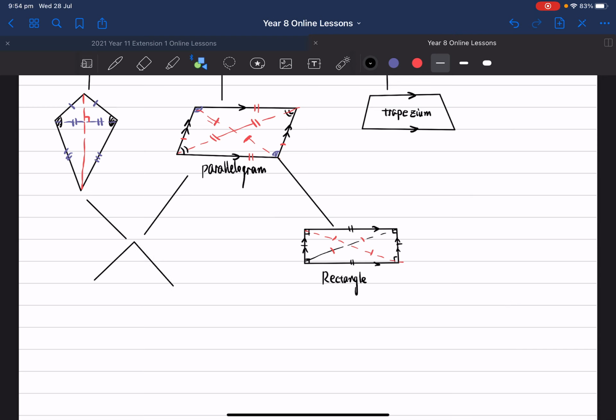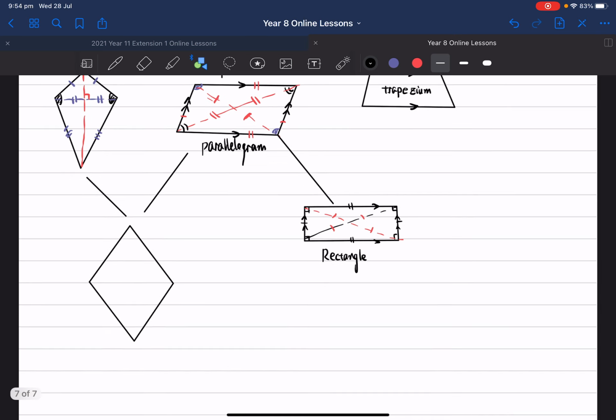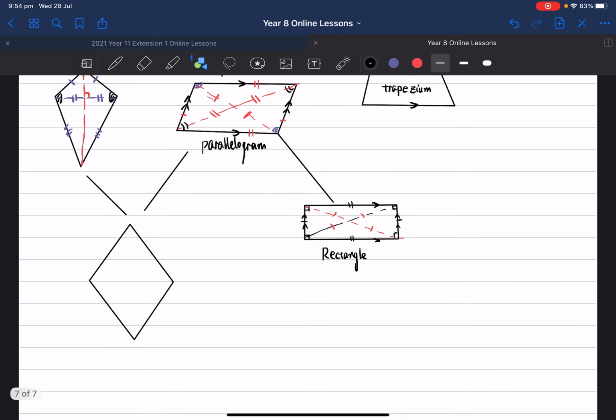Sometimes people just call a rhombus a diamond, which I really don't like. A rhombus is a shape where all four sides are equal to each other. It's pretty hard to draw a shape where all four sides are equal. All right, and it's called a rhombus, and there's a special property as well.